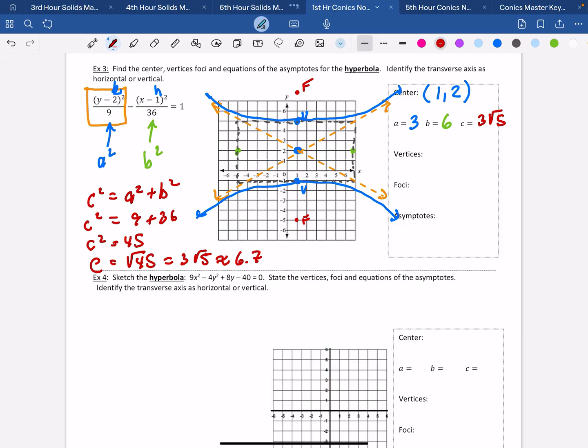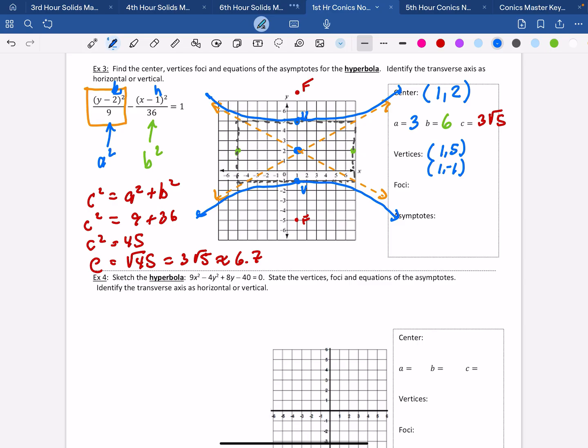All right, but labeling our vertices, if you were to identify the coordinates, we're at 1, 5. And the other one is at positive 1, negative 1. You can just look at the graph, or you can do the math by simply adding the distance of 3 to the center up and down, which only, keep in mind, affects your vertical, which is your y-coordinate.